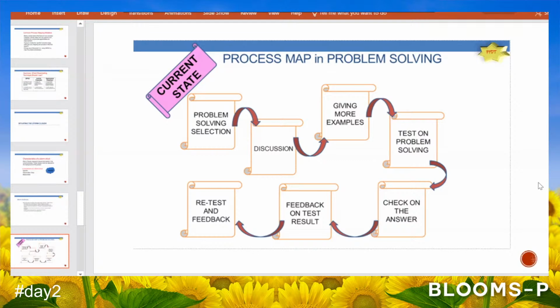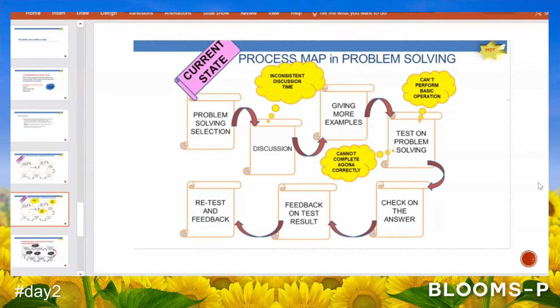Now look here. I am bringing your attention now to the process map in problem solving. As you can see, this is only a process in problem solving. We have the problem solving solution selection. We have discussion, then giving more examples. Then test on the problem solving. Then check on the answer. Then feedback on test result and retest and feedback. This is our process map in problem solving. Let us try to situate now if there is a presence of storm clouds.